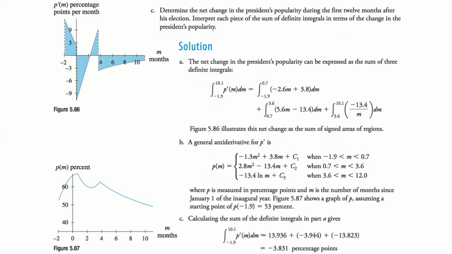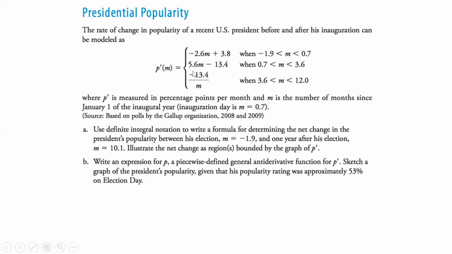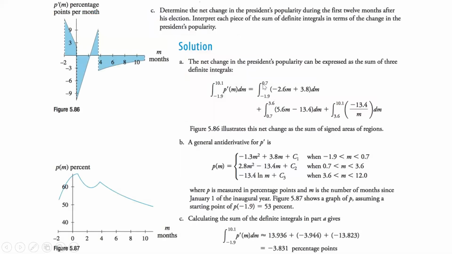All right, so first things first, we have to define our antiderivative. The net change in the president's popularity can be expressed as the sum of three different integrals. So again, we have to break it into those three pieces. We're going to take the integral of this between here and here, the integral of this between here and here, and the integral of this between here and here. And that's what we've written. From here to here, we're taking that integral. From here to here, we're taking this one. And from here, we're doing that integral. Okay, so that's all I asked for, just represent it as different integrals.